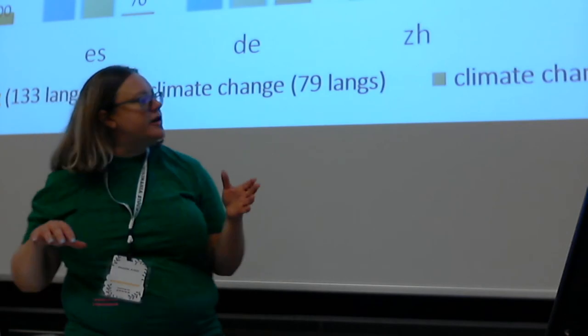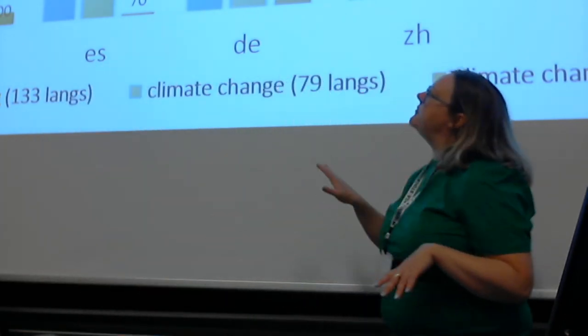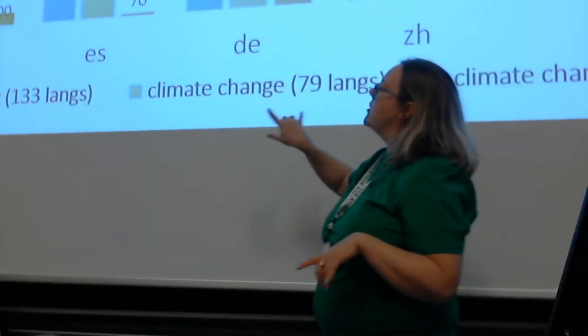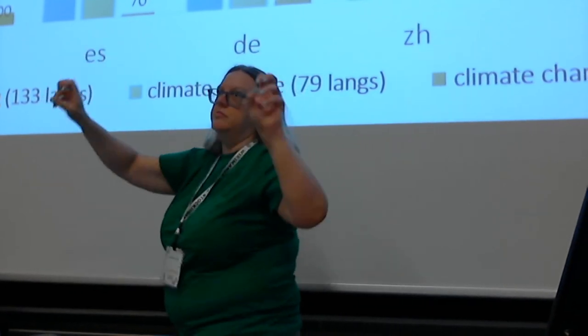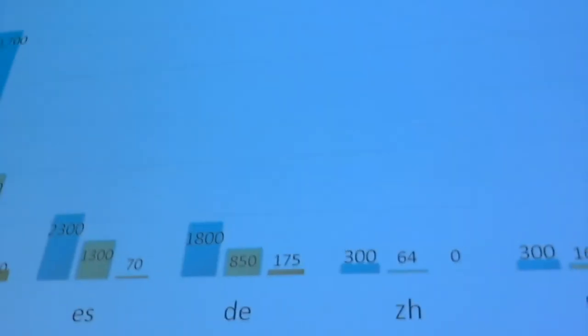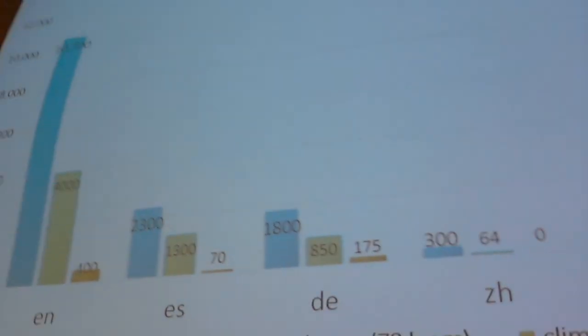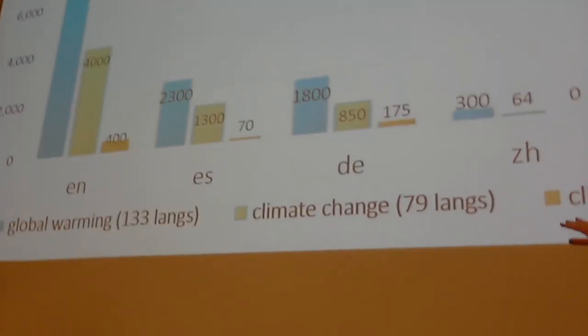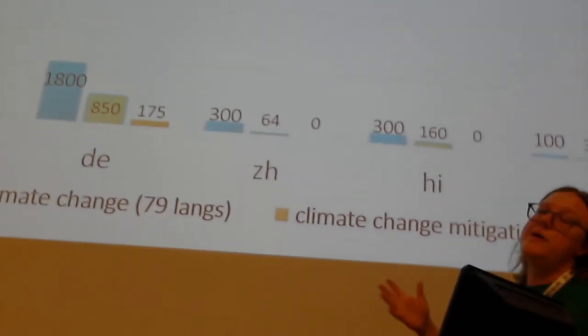I wanted to share a tiny bit of data. This graph is hard to read, but it's about three articles: the article Global warming in English, the article Climate change in English, and the article Climate change mitigation in English. So I looked at the equivalent articles across six languages and their page views.